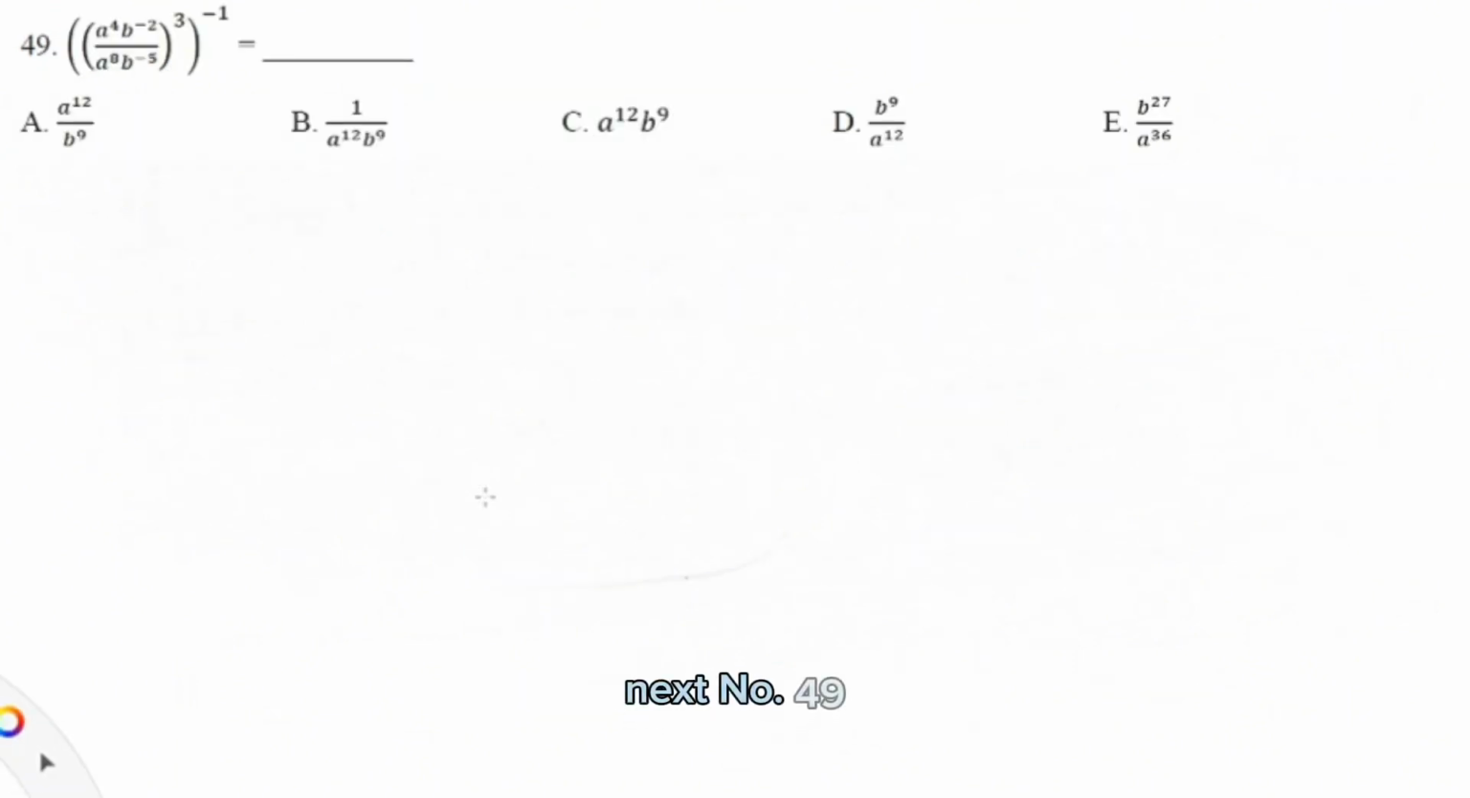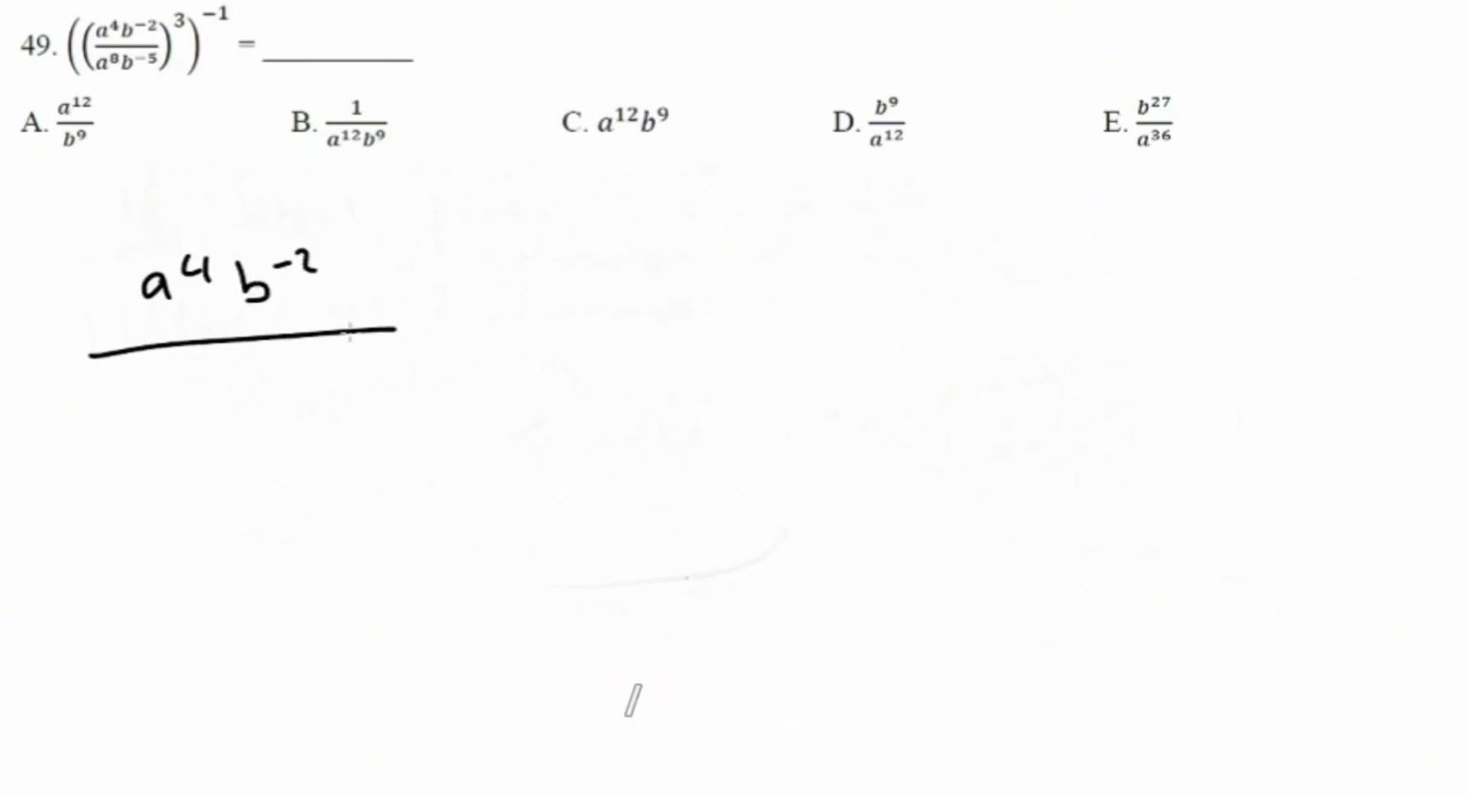Next, number 49. a power 4 times b power negative 2 divided by a power 8 times b power negative 5, all to the power of 3, all to the power of negative 1. This might seem extremely complicated, but it's actually pretty simple. So first you have a power 4 times b power negative 2 divided by a power 8 times b power negative 5. Let's solve this part first.